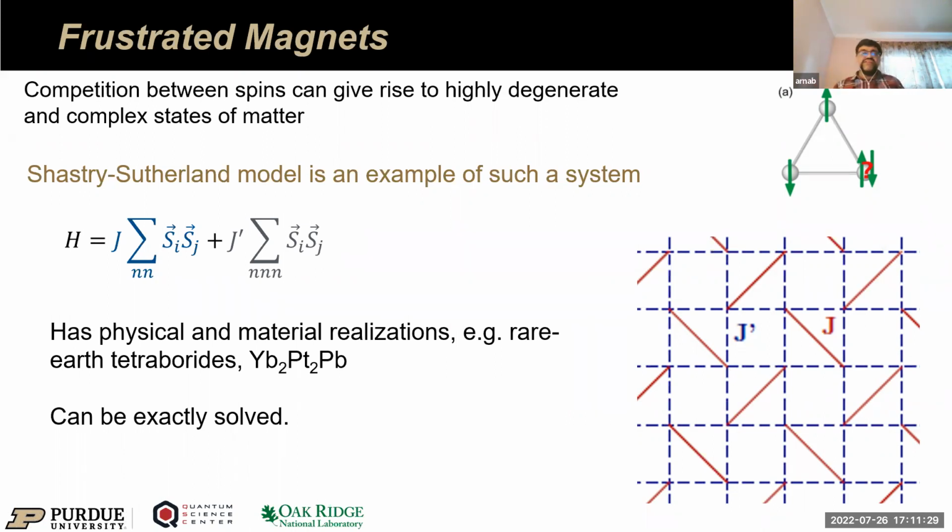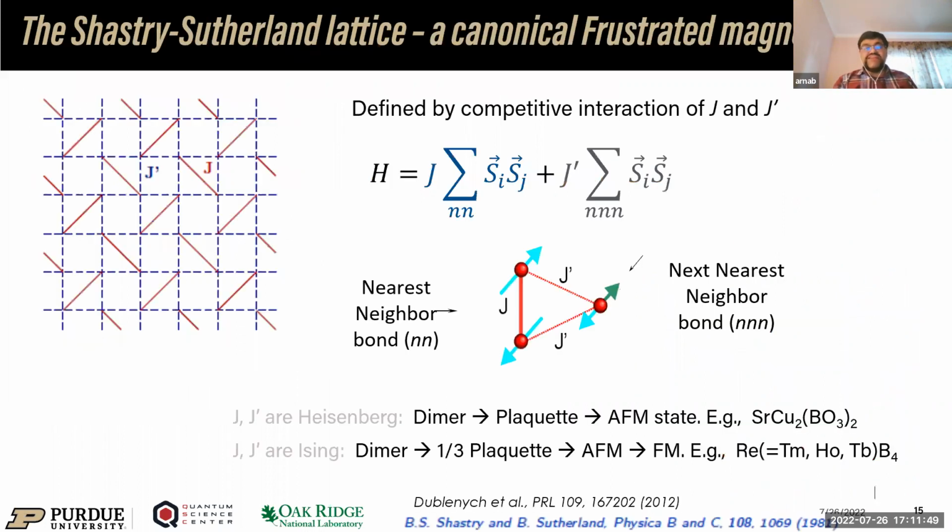The reason why we started working with this is, first, this is a model which has been researched a lot, and the answers are already known, so we can benchmark against some known answers. And secondly, it is realized in real materials like rare earth tetraborides, in erbium, platinum, lead, and can be exactly solved.